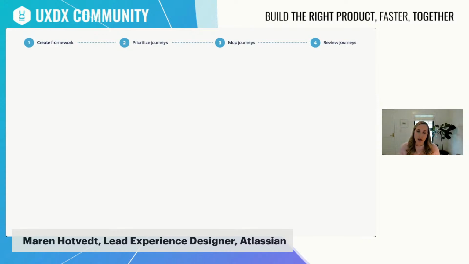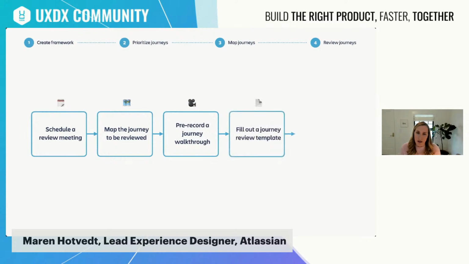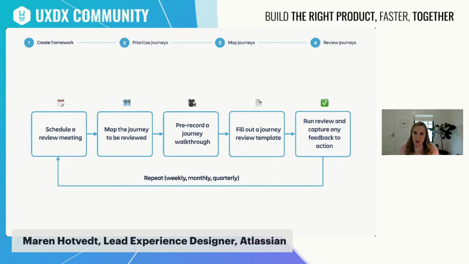So at a high level, the review process that we planned for was: schedule a review meeting, map the journey to be reviewed, or if this was a second, third, fourth review, you refresh the journey, pre-record a walkthrough of the journey, fill out a basic template that has things like the link to the journey, link to the walkthrough, and then some questions we need people to reflect on. And then we would run the review and capture any feedback to action. And then we would rinse and repeat on a cycle that was defined by the journey. So for example, one journey that was really high priority and moving fast, you might review weekly, whereas something that is maybe a macro journey that doesn't need to be reviewed as often would have a quarterly refresh.